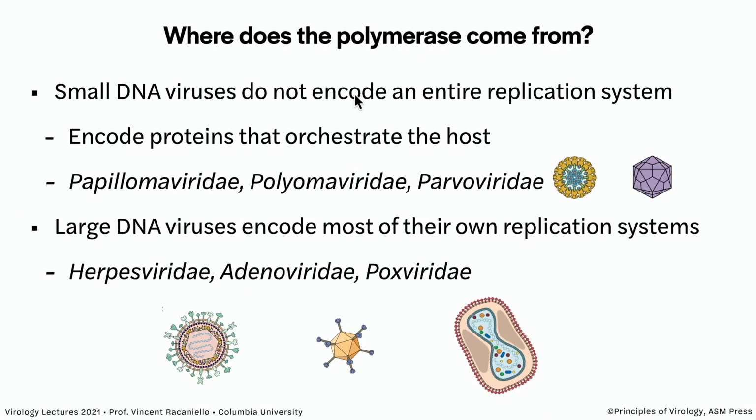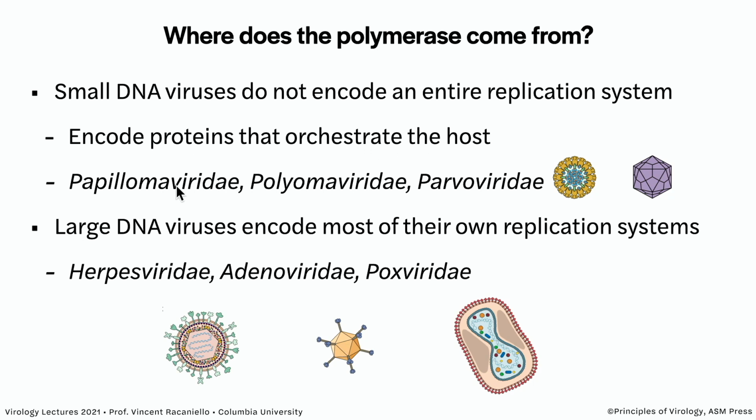So where does the polymerase come from? I've already told you this. The small DNA viruses don't encode the polymerase. They encode proteins which, we say, orchestrate the host, have the host copy their genome. And that's not a simple feat. For one or two molecules of viral DNA to enter the nucleus, you think they're going to have the cell machinery pay attention to it? No, they're going to be ignored. So they have to have a way to attract the cellular machinery. That's what we mean by orchestrate. We're going to talk about how that works today.